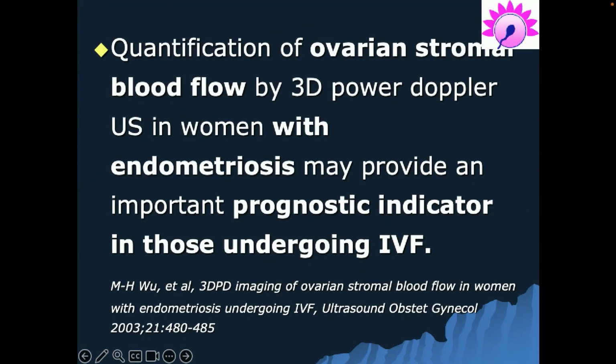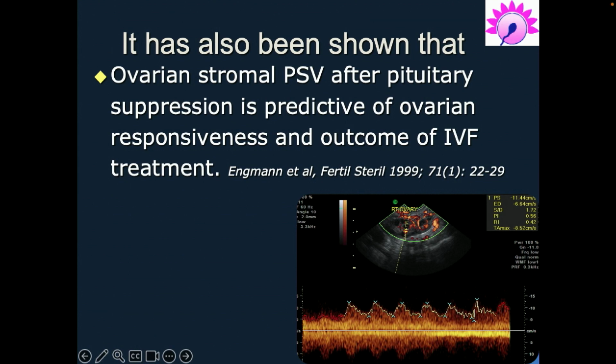Even in patients with endometriosis, where you usually expect a poor response, if those patients still have a good stromal flow, they may still respond well despite the size of the follicle. And even if you are not using a 3D power Doppler and you are using only 2D, the ovarian stromal PSV, even after pituitary suppression, that means even in the cases who are down-regulated, it is predictive of ovarian responsiveness and outcome of the IVF treatment.